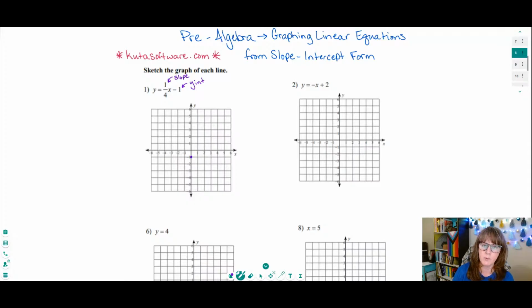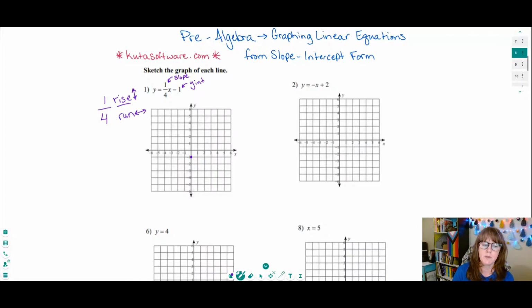Now, for our second point, that's where we're going to use our slope. Our slope is going to inform us where to move to graph a second point. We need 2 points in order to graph a line. So our slope is 1/4, and we're going to hear this a lot: rise over run. Rise is how much you are moving up or down, a vertical movement from our first point here, and the run is how much we're moving right or left.